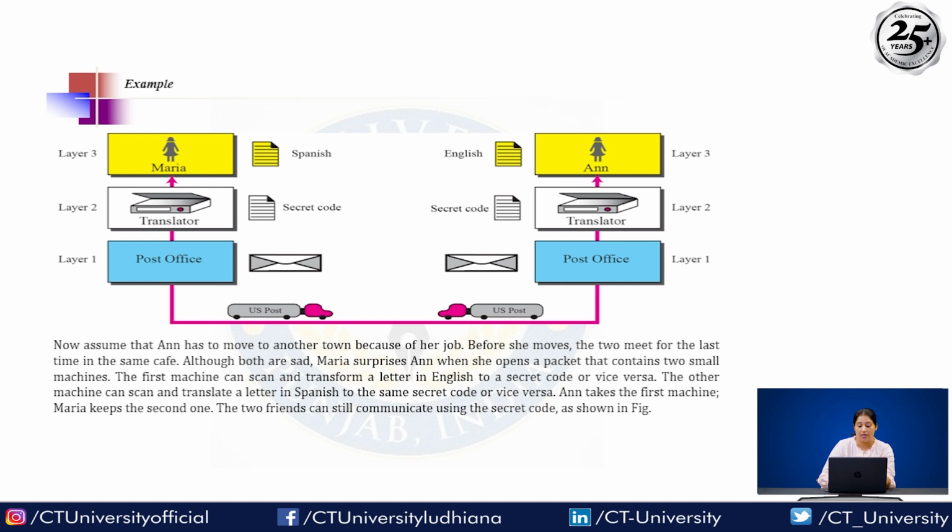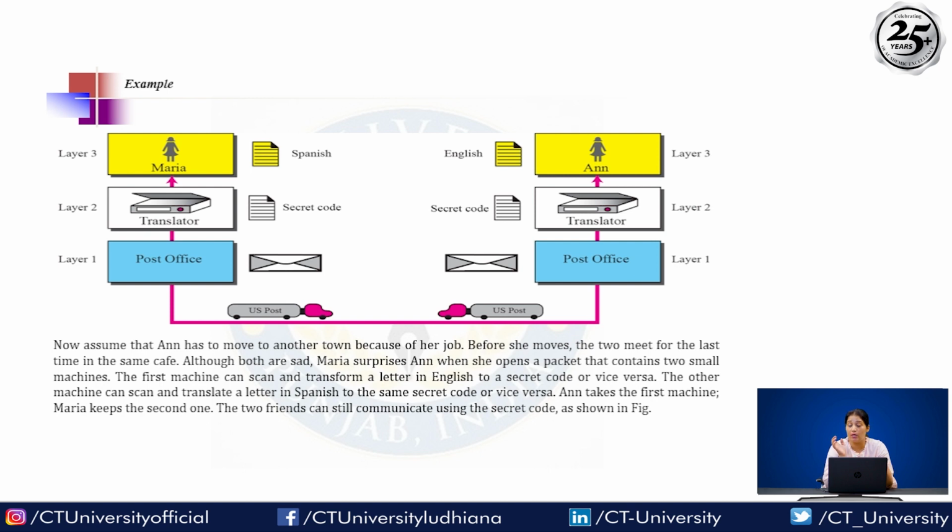Although both are sad, Maria surprises Anne when she opens a packet and it contains two small machines. The first machine can scan a letter in English and transform it into a secret code, and vice versa. Why is this secret code used? Because a third person cannot access their data, cannot hear or understand the data. That's why the secret code is used.